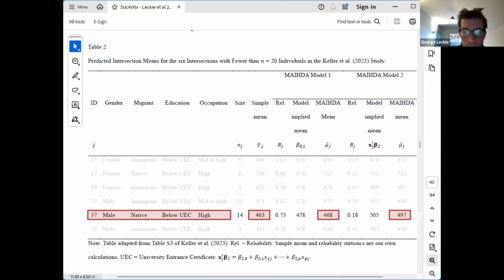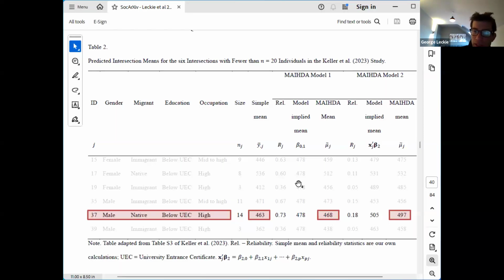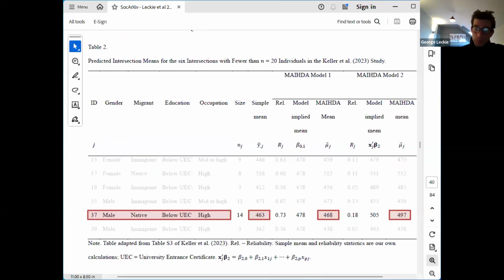So let's zoom in on that purple line in section 37. It's got 3 different scores: 463, 468, and 497 for the simple means, MAIHDA model 1, and MAIHDA model 2. That range is some 34 points, which is 0.34 of a standard deviation. So it really does matter substantively which method you're picking. And the range of values for the purple is by no means the biggest. Some of the other intersections see an even greater range. And this is the one that we're going to focus on.